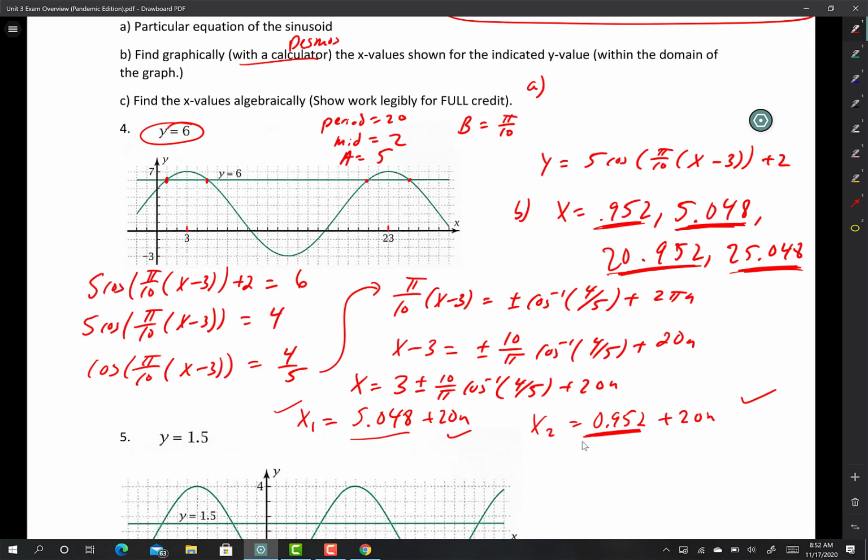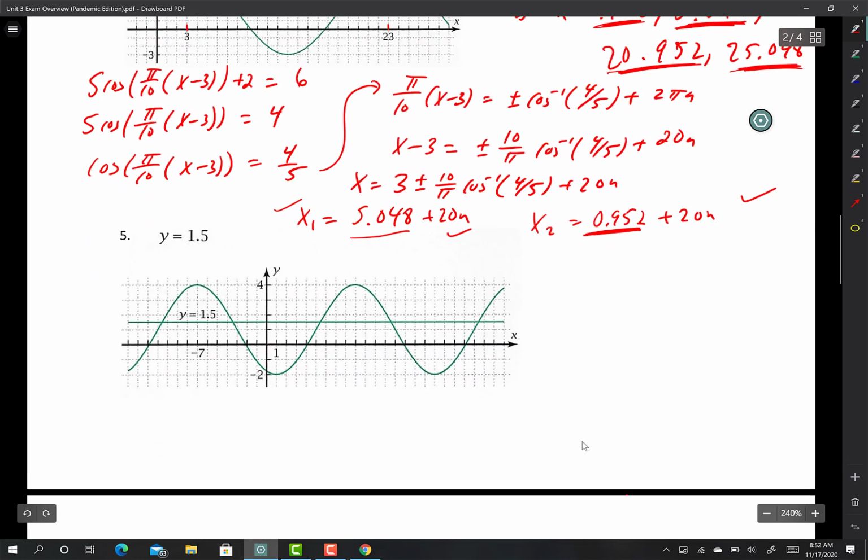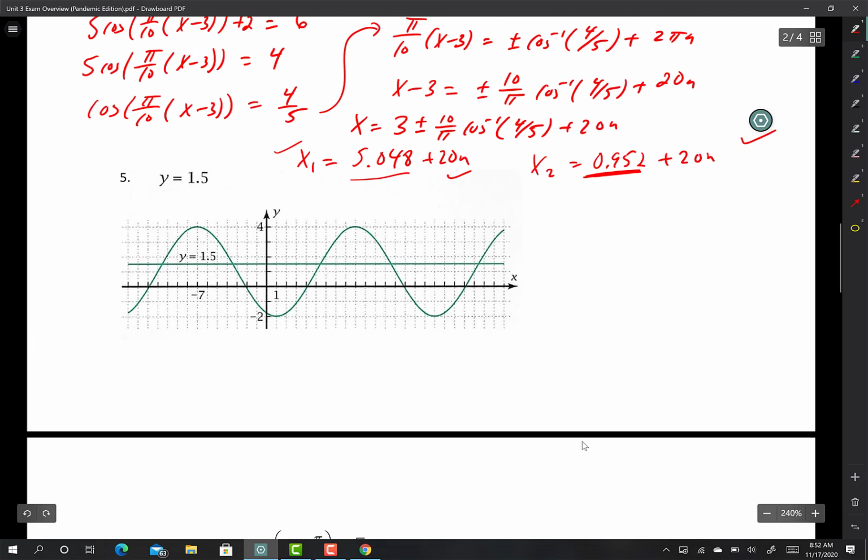You can stop right there because those are going to give you the answers, or if you wanted to, you can just rewrite the 0.952, 5.048, 20.952, 25.048, and you're done. So we're going to do the same thing for number 5 here.